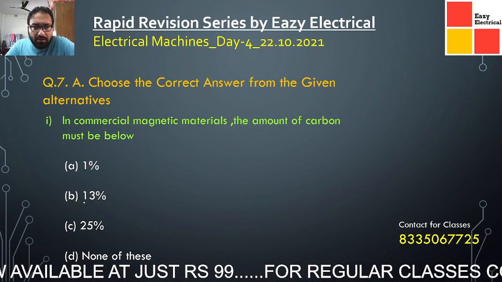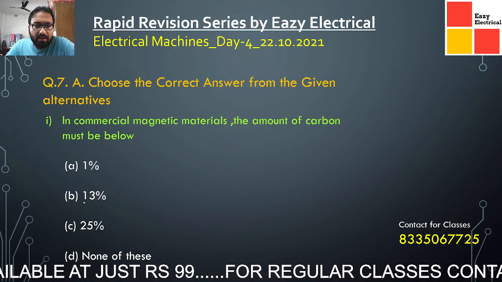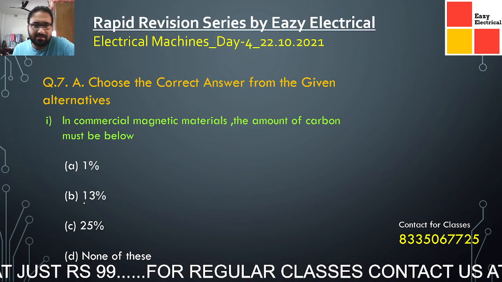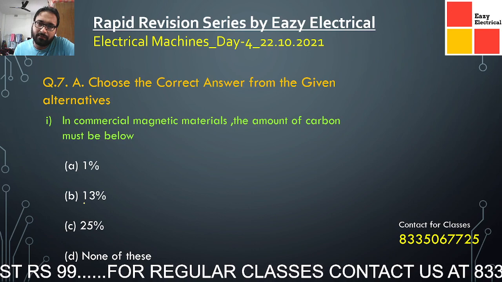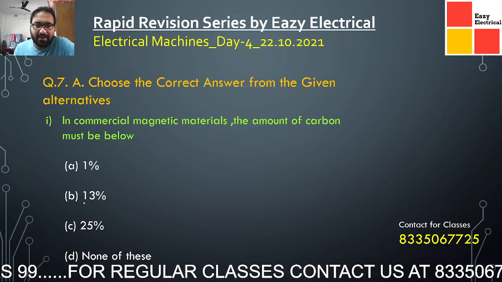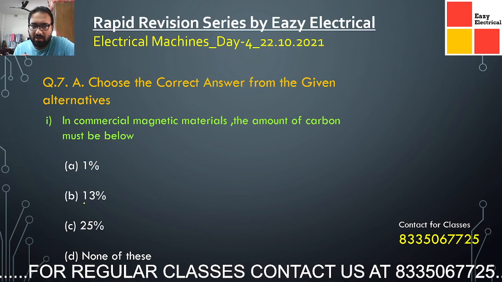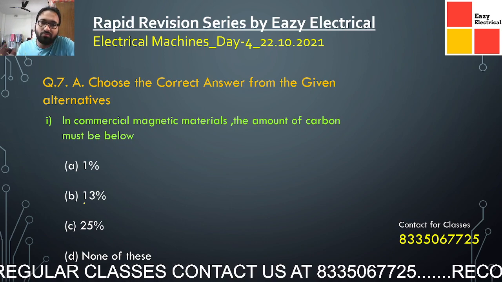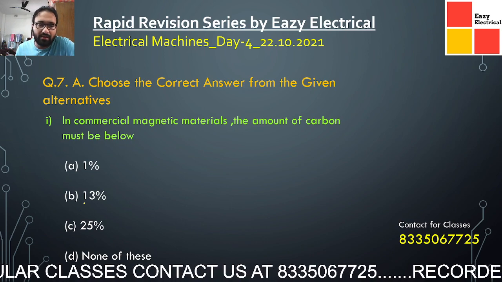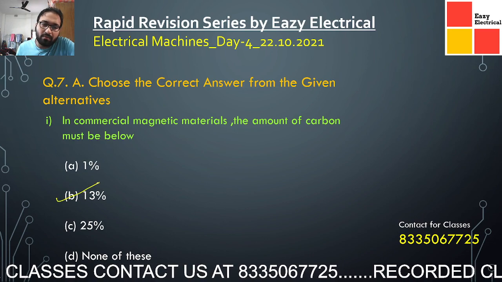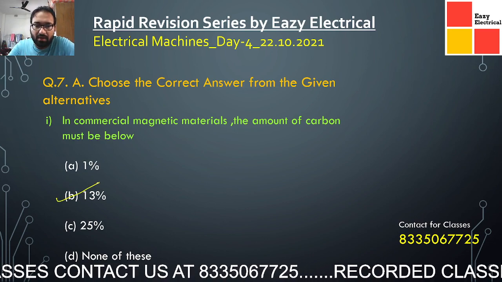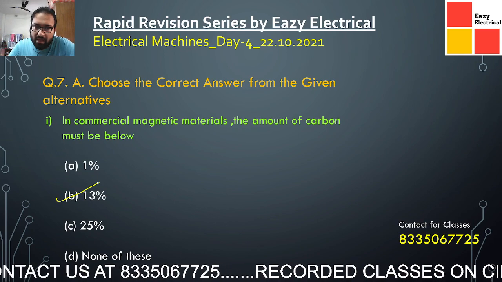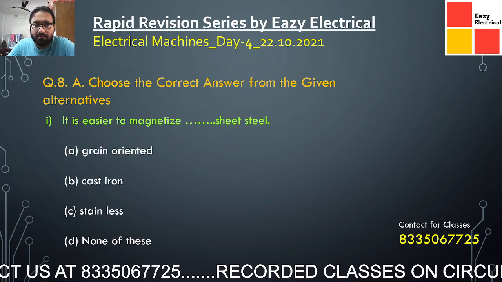Now coming to the next question, in commercial magnetic material the amount of carbon is below what? Basically, in SSAJ you must have seen that I have also covered this. Data-based questions are asked. You just have to keep these things in mind. Nothing conceptual can be done here, but you just have to remember that it is 0.35%, not 1%, not 25%, that is the amount of carbon that must be below.